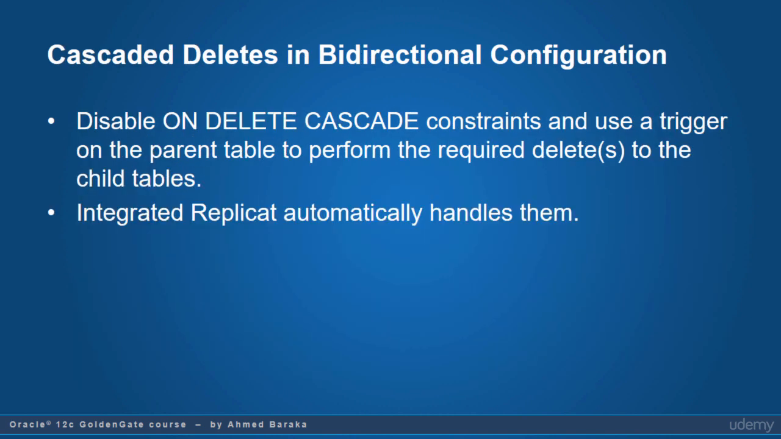If you have ON DELETE CASCADE constraints created in the database, you need to disable them and convert them into triggers that will perform the cascade delete operations for you. This is important because the ON DELETE CASCADE constraints generate DML operations to achieve their task. Fortunately, the integrated replicate handles those constraints automatically. If you have Oracle 12c as your target database, configure your replicate to operate in the integrated mode.